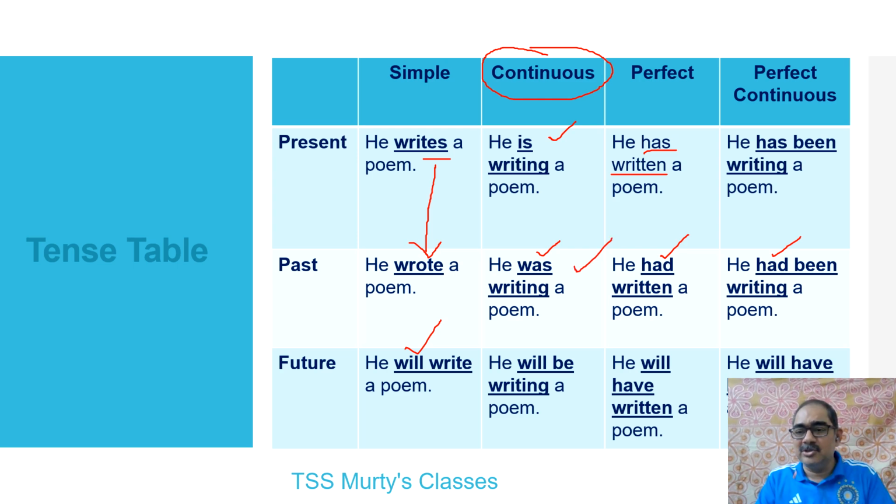But the verb ing form is common. And we're going to use the be form here in future tense. So be forms added to the verb ing form will form my formula for all the continuous tense forms.